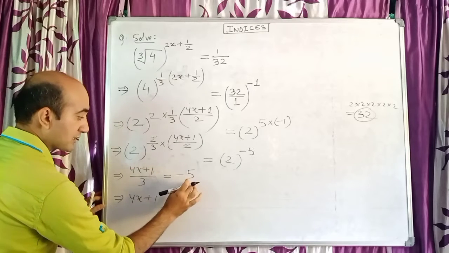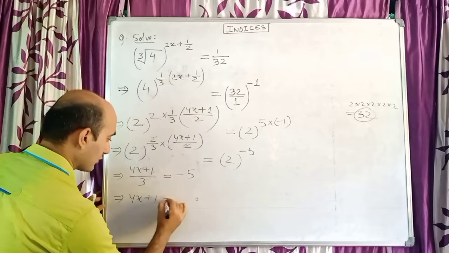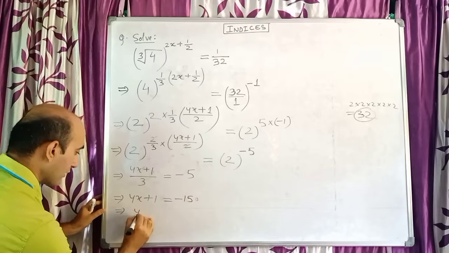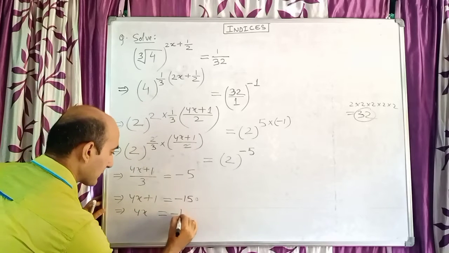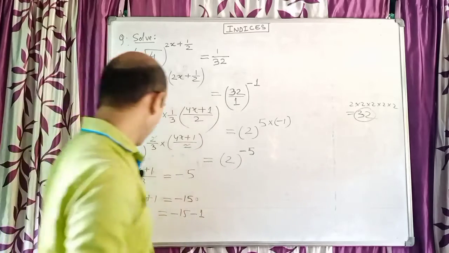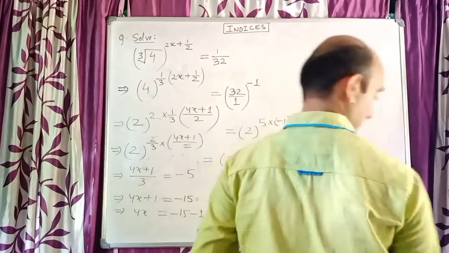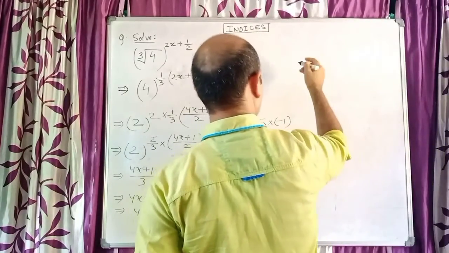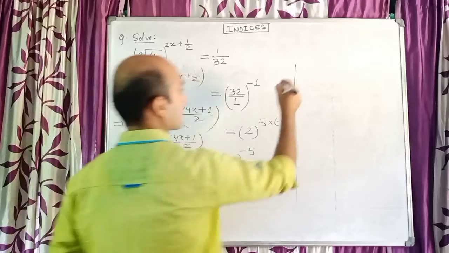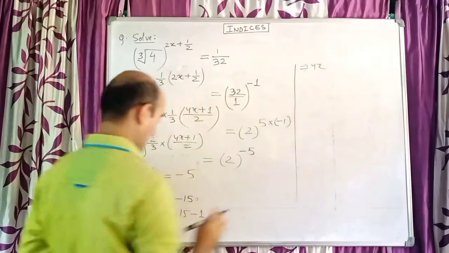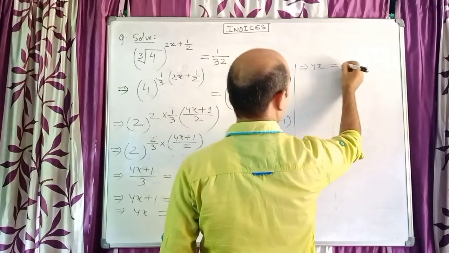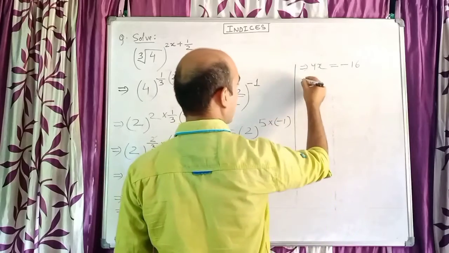4x plus 1 will cross multiply with 1, and 4x plus 1 is equal to 5 3s are 15, but minus 15. Next, 4x equal to minus 15, and this plus 1 will become minus 1. So I will do this side. So you can see children, 4x, so this 1 went there and minus 15 minus 1 is minus 16.